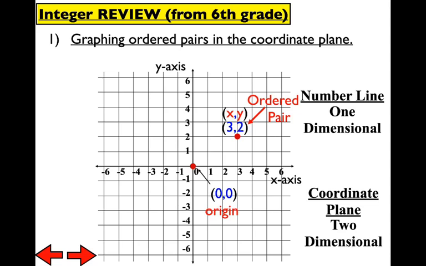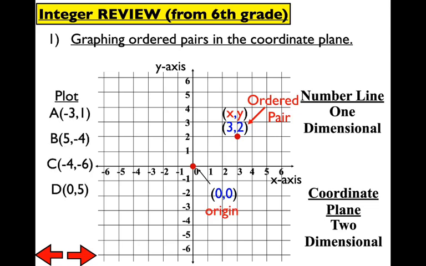And the reason why it's sometimes referred to as the origin is that's where we always start before we move left, right, up, down, and then plot a specific ordered pair. So that's just a quick review of ordered pairs from the 6th grade. So I would like you to quickly go ahead and plot all 4 of those ordered pairs. I'll do the first one with you.